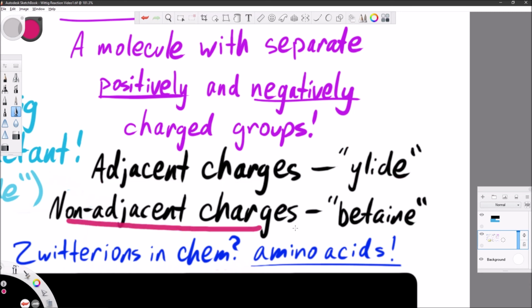If it's non-adjacent charges, it's a betaine. Yeah, Wittigs are reactions that use it. They're pretty neat. What about betaines? What's the point of those? It's a word. Why make it?